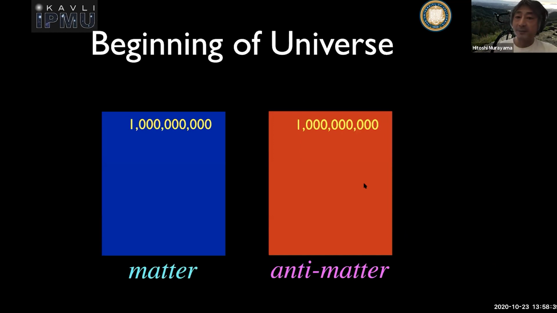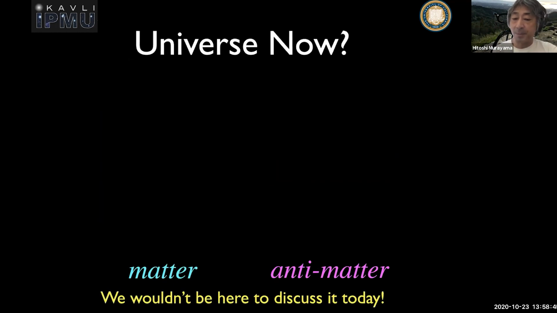So if the beginning of the universe right after inflation had the same number of matter and antimatter, then they would all meet and completely disappear, and the universe would have been empty. And you wouldn't be here to listen to my talk today. So clearly, this is not what happened. Something else must have happened.